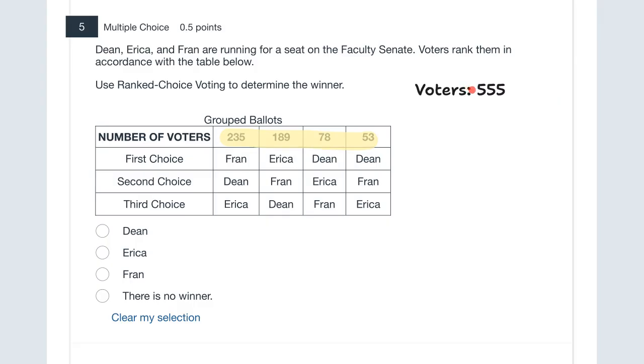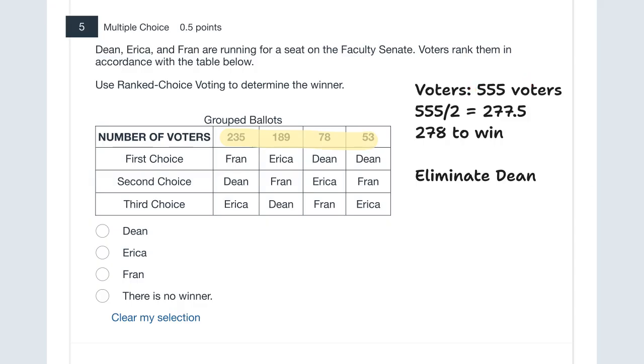So there's 555 voters. We take 555 divided by 2, which is 277.5. That means 278 to win. Does anybody have 278 yet? No, nobody has 278. Eliminate who's in last place. Erica has 189. Dean has 78 plus 53, which is 131.